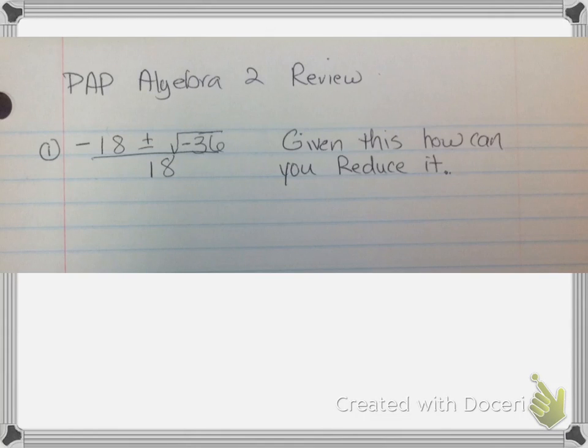Alrighty, so this is your review for pre-AP Algebra 2. The first problem, you're going to get something like this: negative 18 plus or minus the square root of negative 36, over 18. So what would be the first thing you need to do to reduce or simplify this?